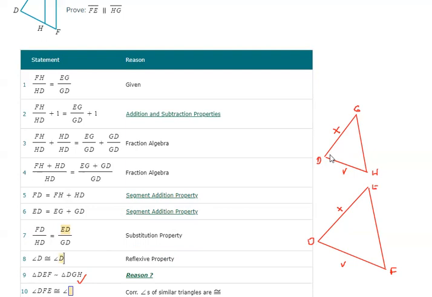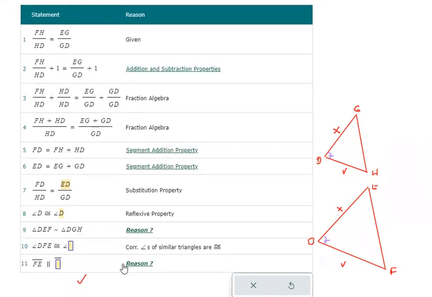So this angle, let me label those. The angle D right here is the same as the angle D right here, because that's the same angle. And whenever you have a figure that is common in both triangles, we call that the reflexive property. So angle D is the same as angle D, or if I say a segment equal to itself, that's also called the reflexive property. So that's another thing to remember.